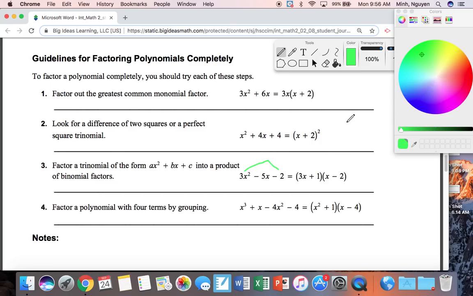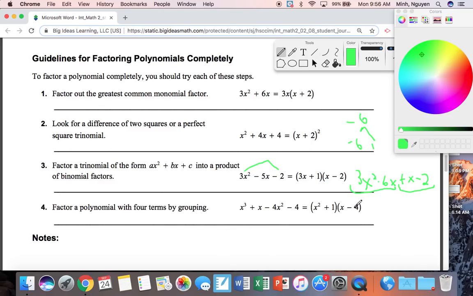So 3 times negative 2 is negative 6. What multiplies to negative 6 but adds up to negative 5? You could say negative 6 and positive 1, and then you rewrite 3x squared minus 6x, and so forth, plus x minus 2. Don't forget, though, that the parentheses, or the things that you were multiplying by later, always have to be the same. And what will that look like?